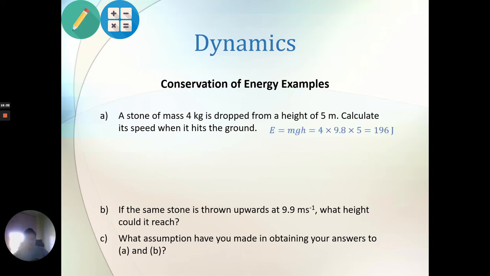So if we do E equals mgh, substitute in our numbers, and we calculate its potential energy as being 196 joules, we can then use the equation for kinetic energy, which is E equals a half mv squared. We can put in the 196 joules from the potential energy, the 4 kilograms from the mass, and then show that v, the speed when it hits the ground, is equal to 9.9 meters per second.